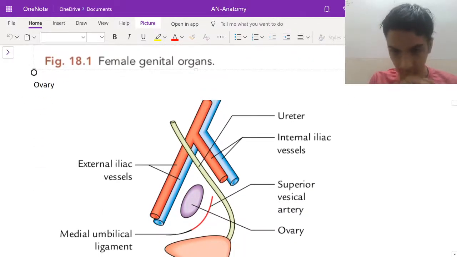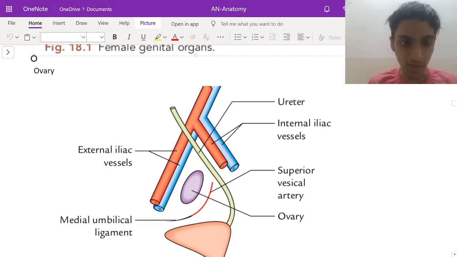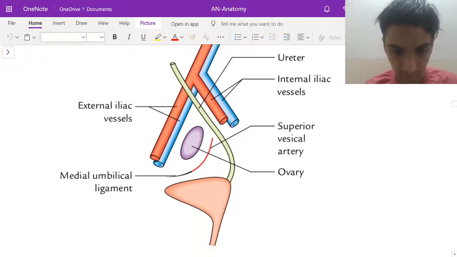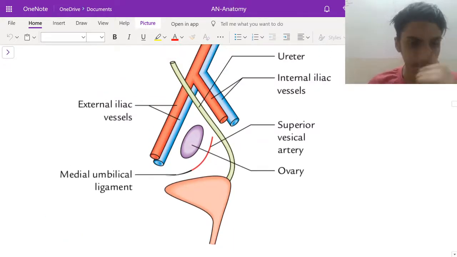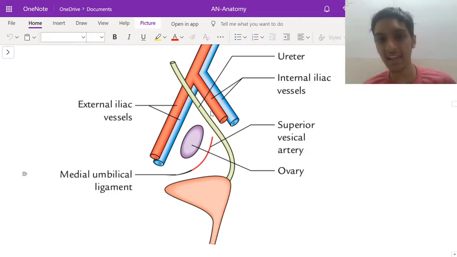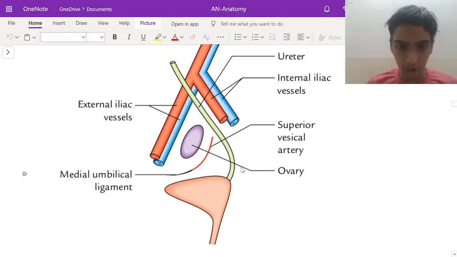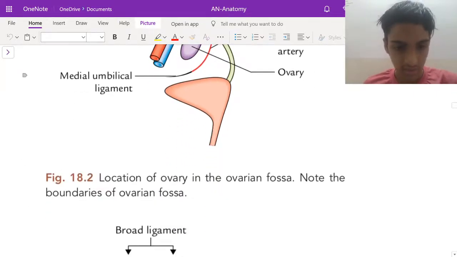First is ovary. First we'll talk about ovary. Now this is the location of ovary in the ovarian fossa. So we have the external and internal iliac vessels along with the ureter, the medial umbilical ligament, the superior vesical artery, along with the ovary.